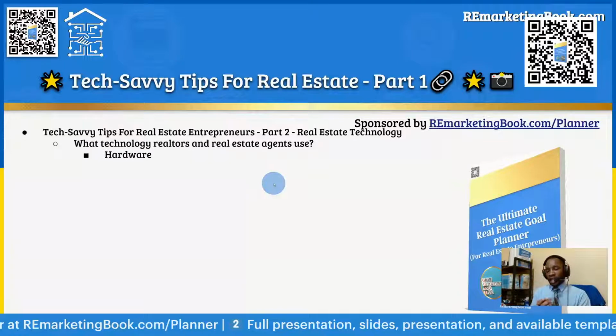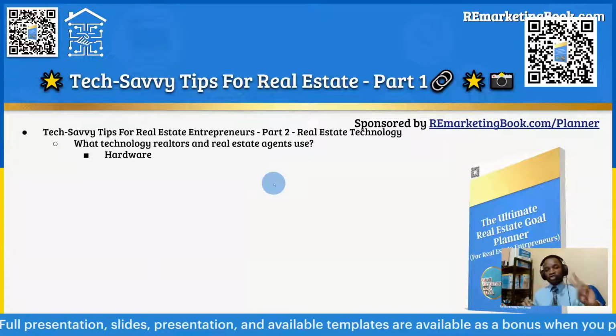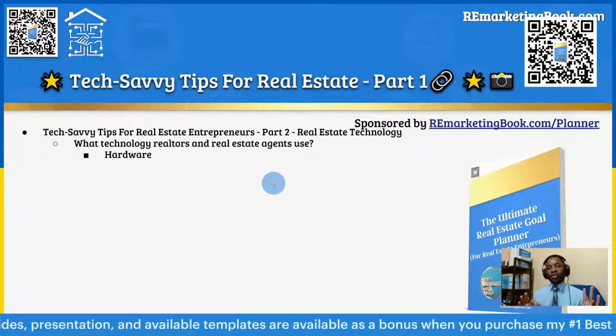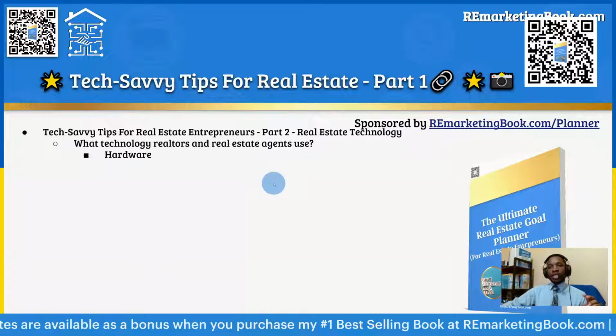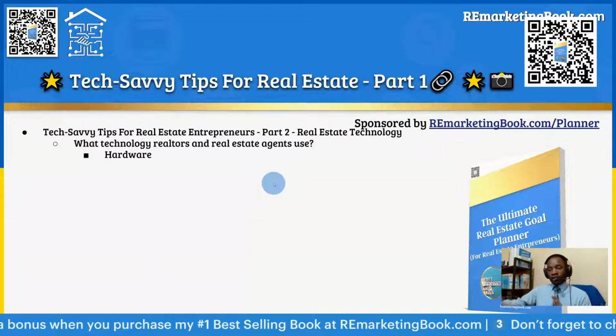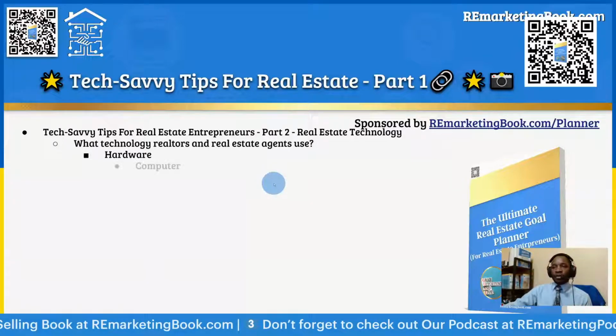All right, so technology, first and foremost, a great way to break technology down is into two parts, to keep it simple. You've got hardware, and then you've got software. So we're going to start first with hardware. What technology do you need as a real estate entrepreneur?